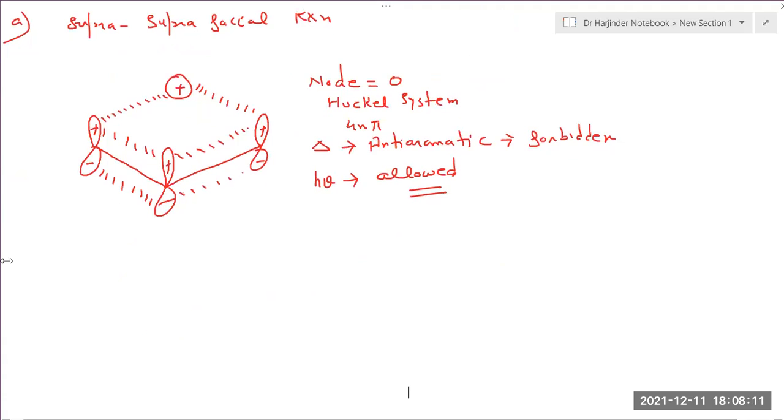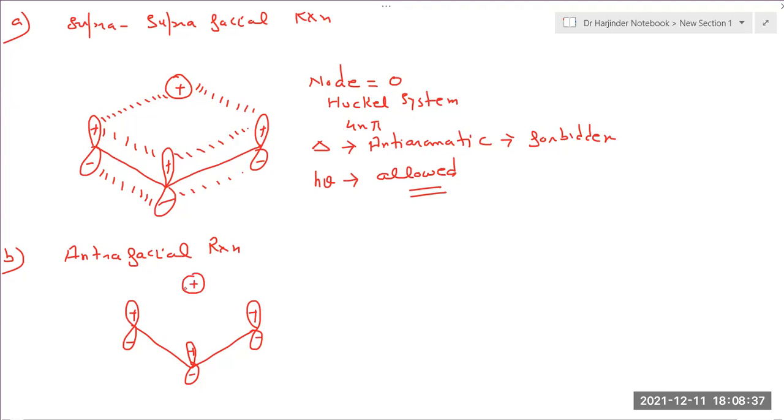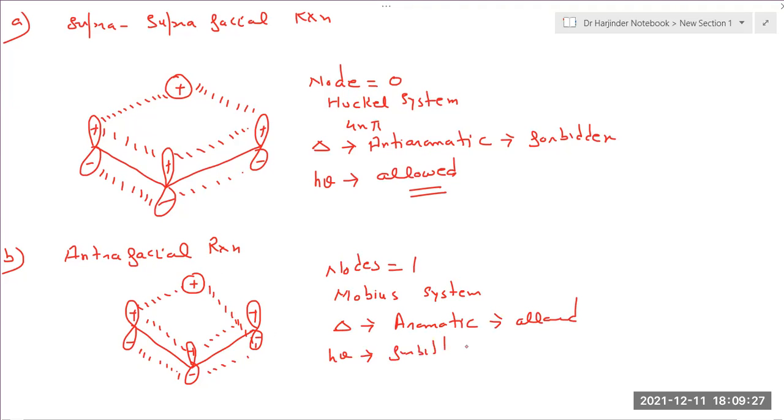Okay, so second is when the reaction is antarafacial. How will an antarafacial reaction look? Tell me how the overlap will look. If it was overlapping with the upper lobe, this is suprafacial. We need a minus lobe for antarafacial in the case of the single hydrogen, minus lobe below. Nodes: 1, sir. 1. Which system? Mobius. Thermal transition state: allowed. Photochemical antarafacial reaction is forbidden geometrically, because this overlapping is not geometrically feasible.